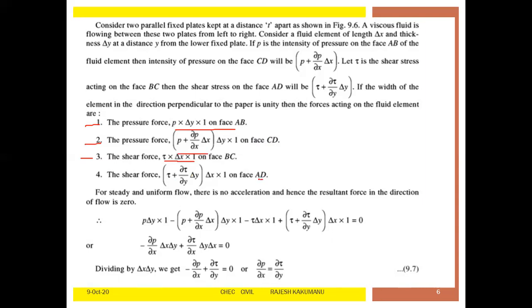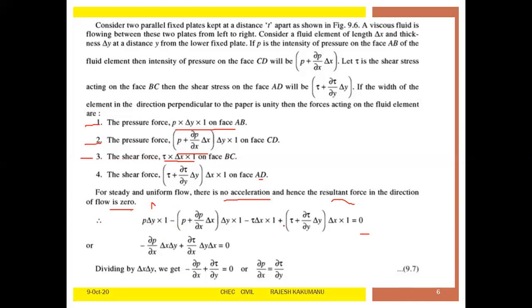Now taking these four expressions into consideration, for uniform and steady flow, there is no acceleration. For steady and uniform flow, acceleration generally is 0. There is no acceleration, and hence the resultant force in the direction of flow is 0. So with this statement, we will form the expressions. Therefore, the pressure force on AB, this is at AB, right? AB minus CD minus BC plus AD is equal to 0.